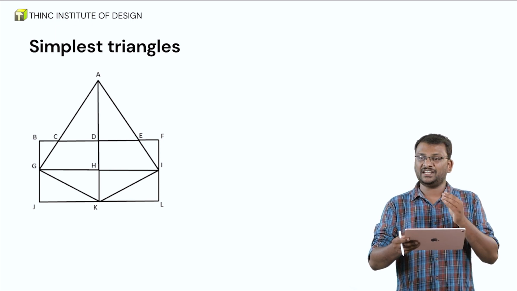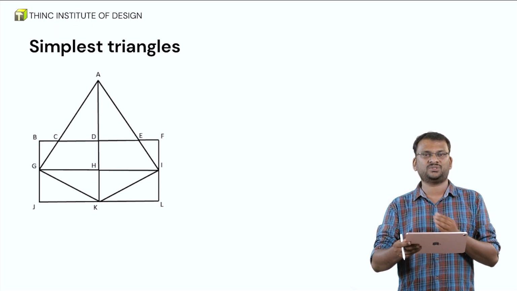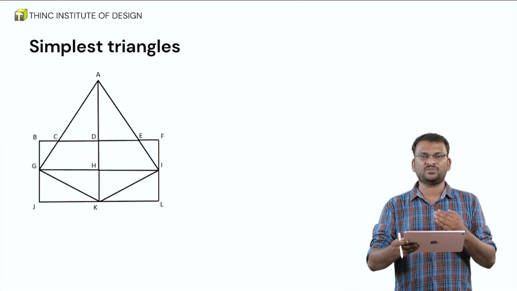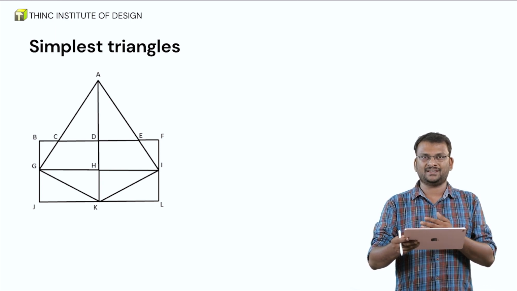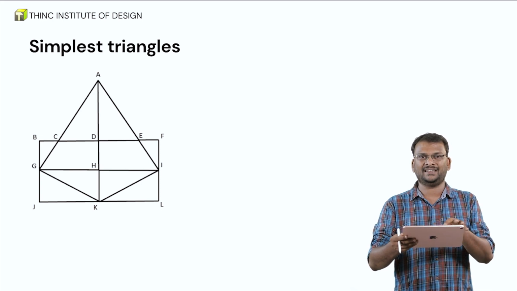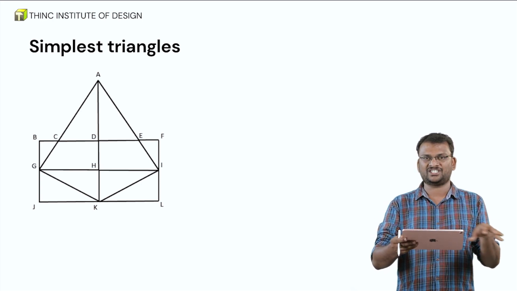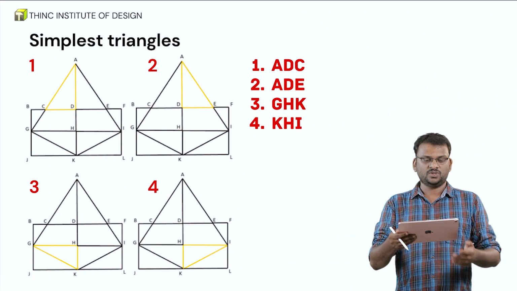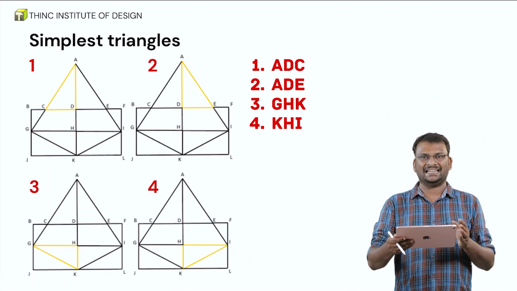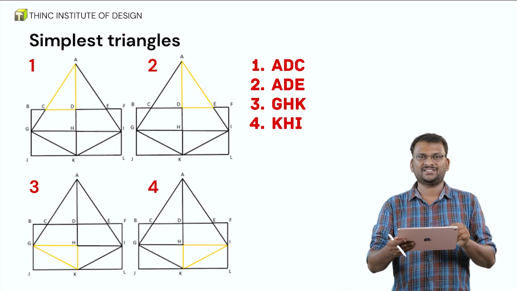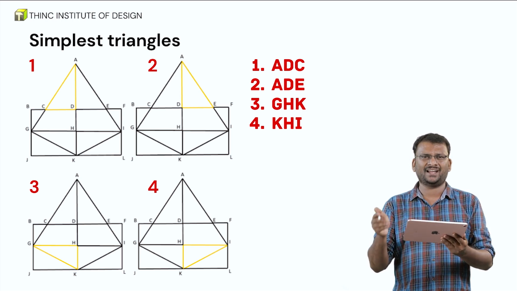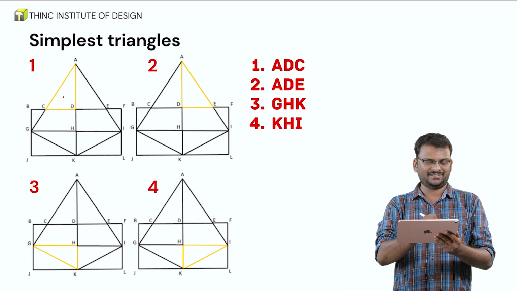But we need to have some sort of order to solve this question, or we need to follow some sort of discipline while solving these questions. For the sake of understanding, I just named the points A, B, C, D and so on. Now we are dividing the entire figure into small triangles, which we call simplest triangles. That means there are no other components inside the triangle.